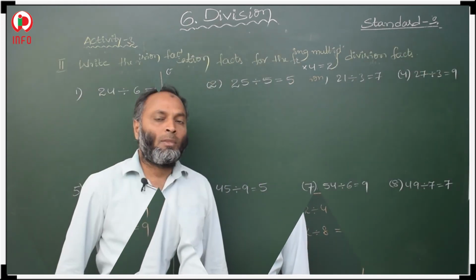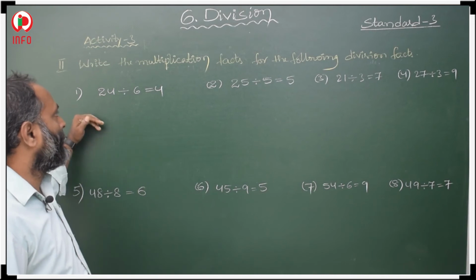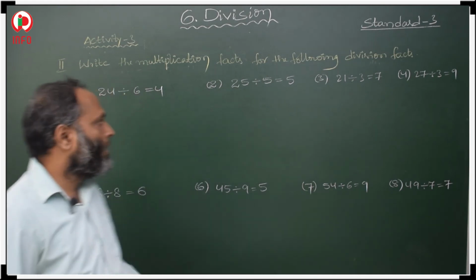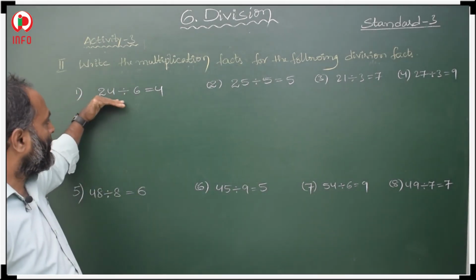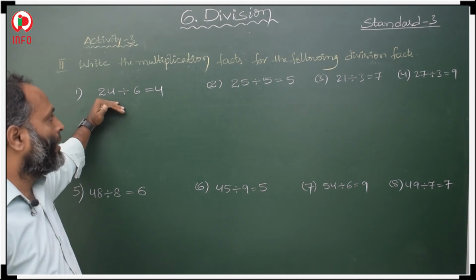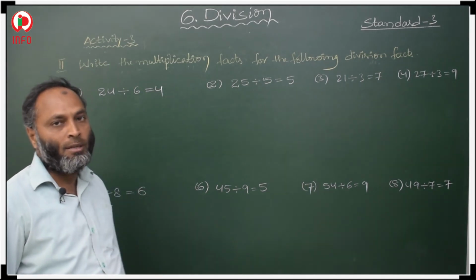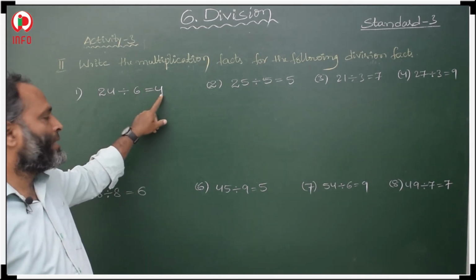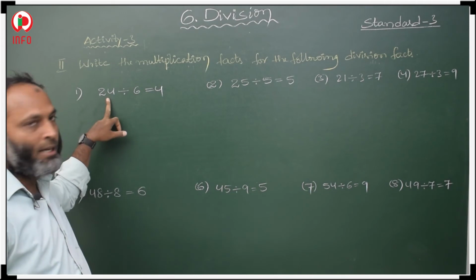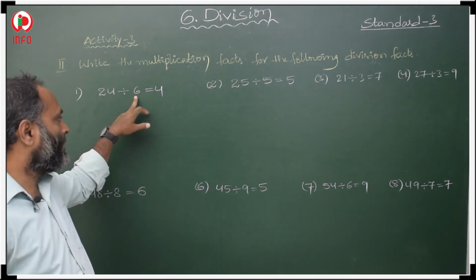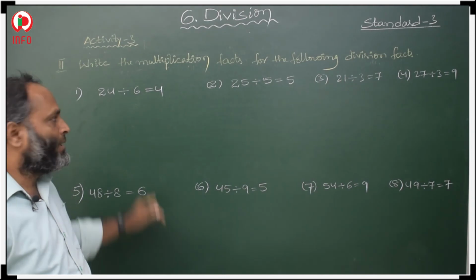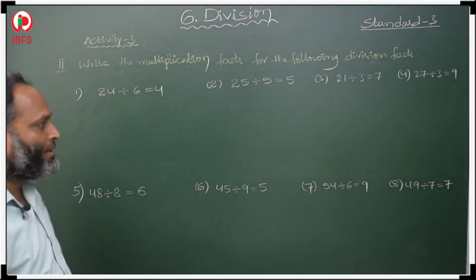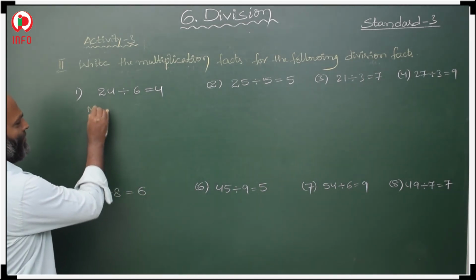Okay students, now the next bit, Activity 3. What is given? Write the multiplication facts for the following division facts. Here a division fact is given, so on the basis of this division fact we have to write the multiplication fact. Here 24 divided by 6 gives 4. 24 is the dividend, 6 is the divisor and 4 is the quotient. First we have to write the multiplication facts.